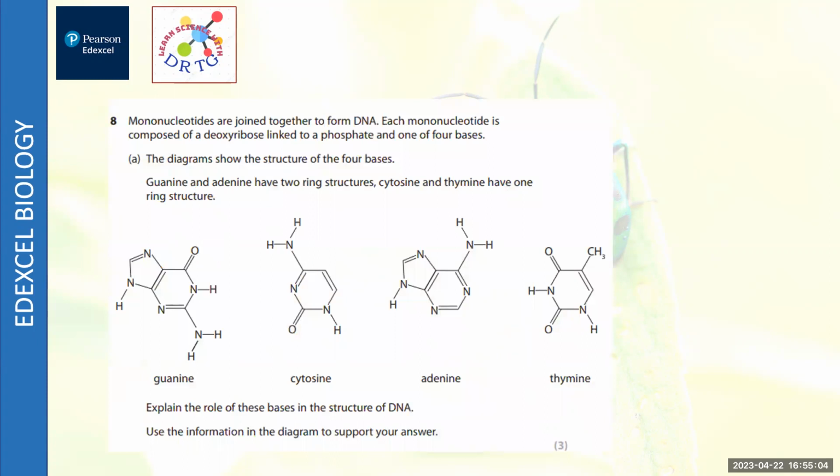Question number 8. Guanine, adenine, cytosine, and thymine. So base pairing is guanine with cytosine, adenine with thymine. Explain the role of these bases in the structure of DNA. Use the information in the diagram to support your answer.